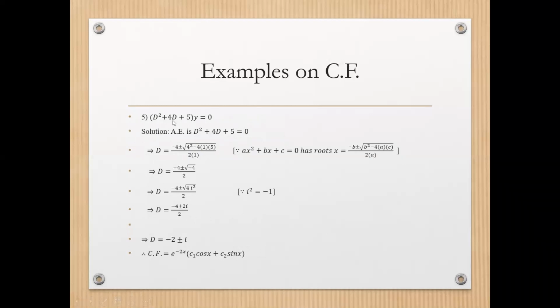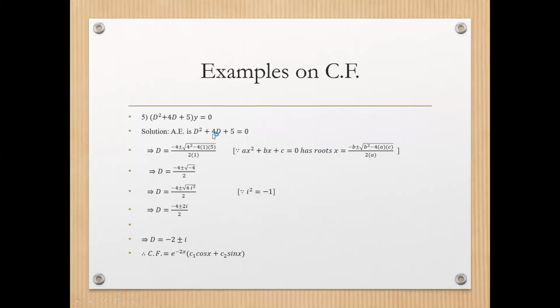This is the linear differential equation (D² + 4D + 5)y = 0. Solution: the auxiliary equation is f(D) = 0, that is, D² + 4D + 5 = 0. We have to find the roots of this equation.